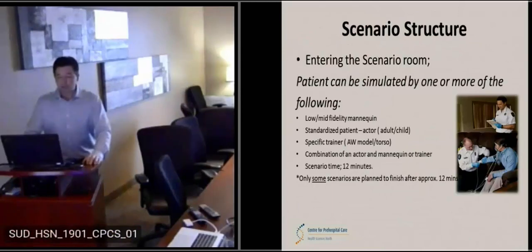When you enter the scenario room, the patient can be simulated by one or more of the following. They could be a low, a medium, or a high fidelity mannequin. It could actually be a live patient, such as an adult or child actor. A specific trainer, it could be a partial mannequin, it could be a torso, or it could be a combination of both, an actor and a torso or a mannequin.